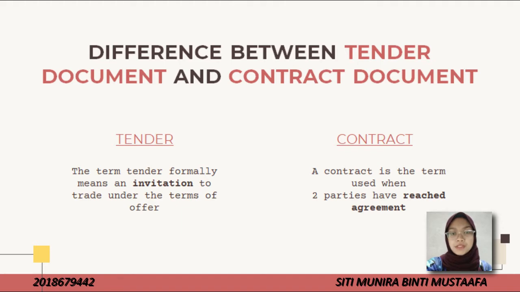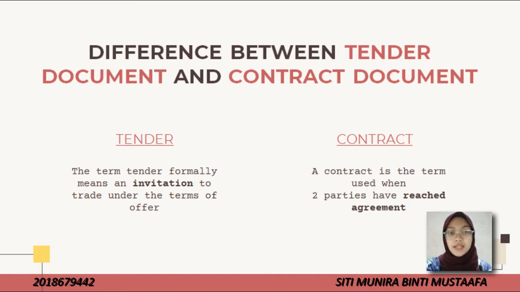What is the difference between tender and contract document? I think everyone already knows about these two. So I just want to remind what the highlight is between tender and contract document, just to make everyone clear about this topic.